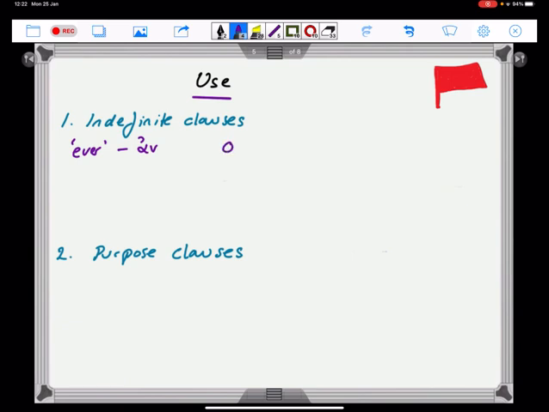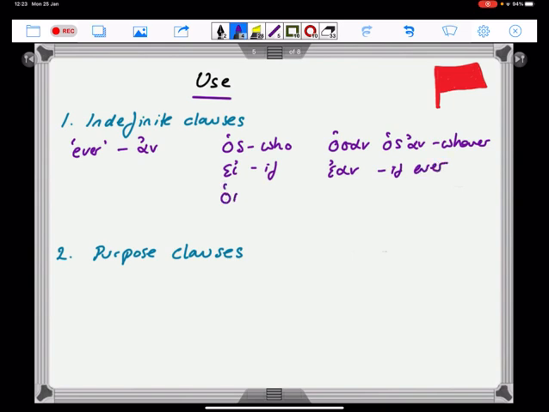So you've learned hos, who. You now have hosan, which you might see as one word or you might see as 2, meaning whoever. You've learnt ei, meaning if. Now you have ean, if ever. You've learned hote, when. And now you have hotan, whenever. So if you see an, you're expecting a subjunctive, and the an is equivalent to the English ever.